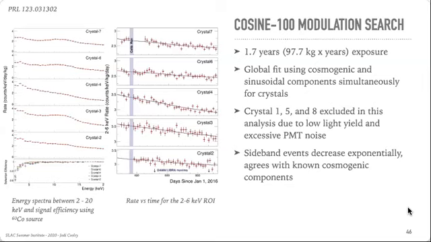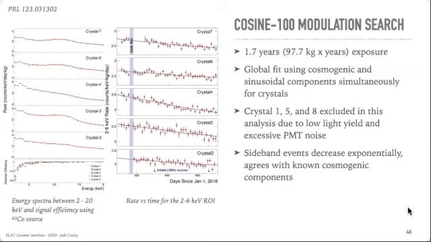They had 1.7 years of exposure, so this is like 97.7 kilogram-days. They did a global fit using cosmogenic and sinusoidal components simultaneously for each of the crystals. They excluded crystals 1, 5, and 8 in their analysis because they had excess PMT noise. And so, you know, that didn't help the analysis.